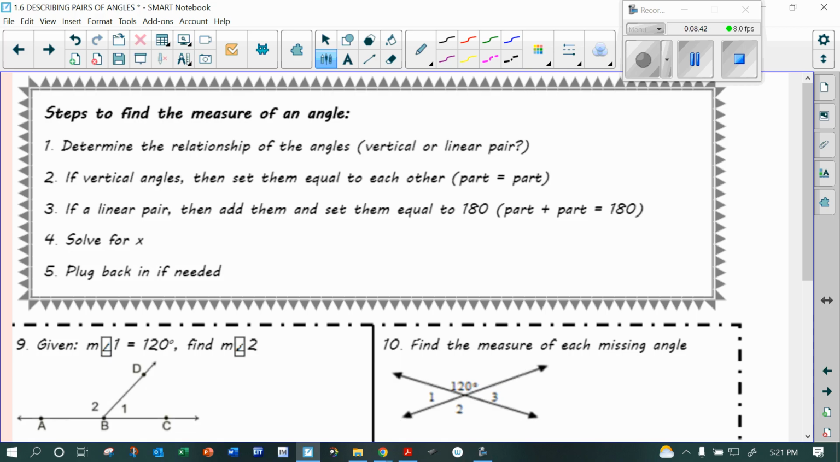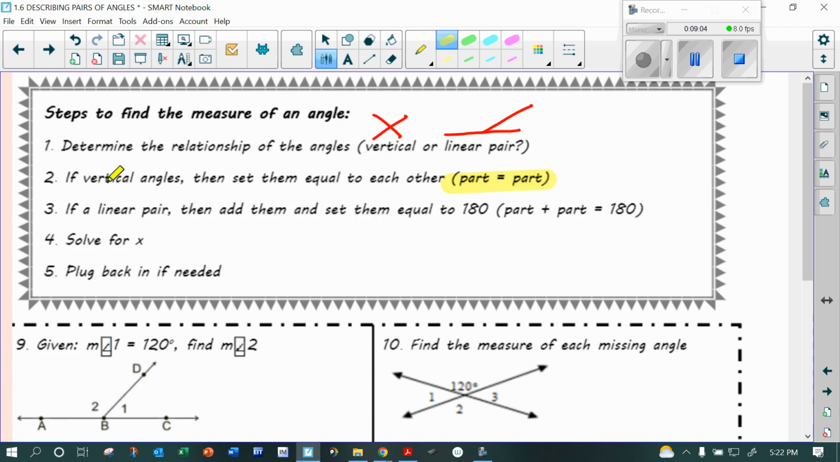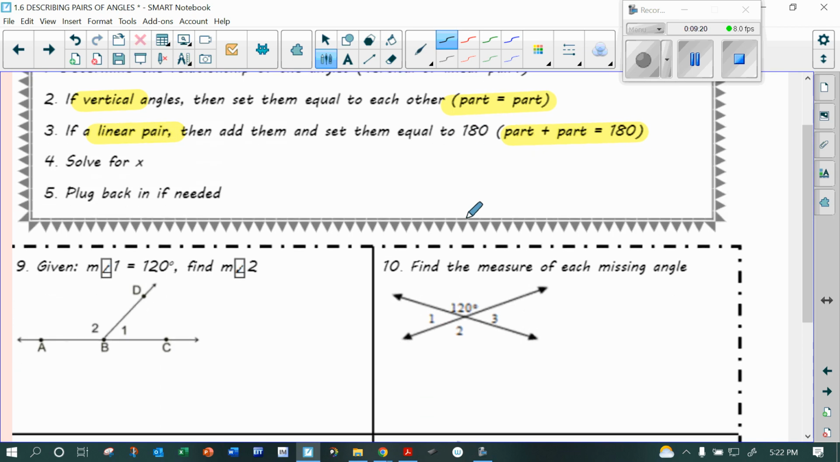All right, so here are some steps to finding the measure of an angle. So you need to determine the relationship of the angle. Is it vertical or linear? So do they make an X or do they make a line? If vertical, then set them equal to each other. If linear, add them together. So this is important. Okay, if they are vertical, they're going to be equal to each other. If they are linear, you're going to add them together. Solve for X and plug back in if needed. So if it says find X, then you just find X. If it says to find the angle, then you're going to have to plug it back in.